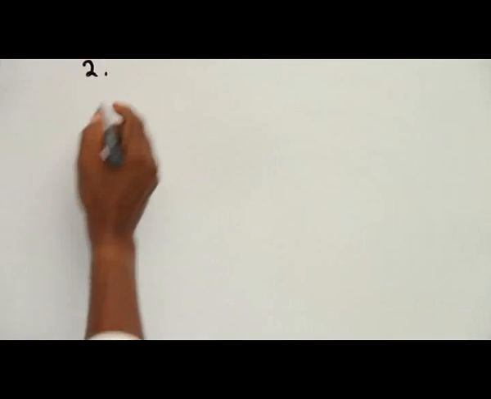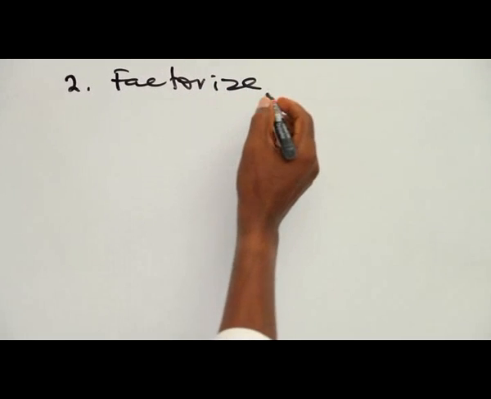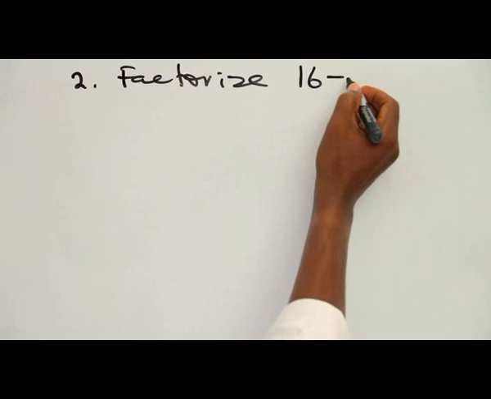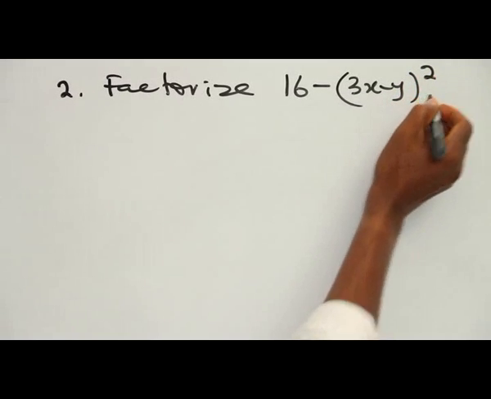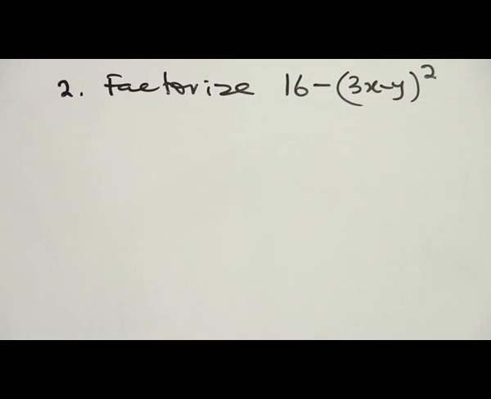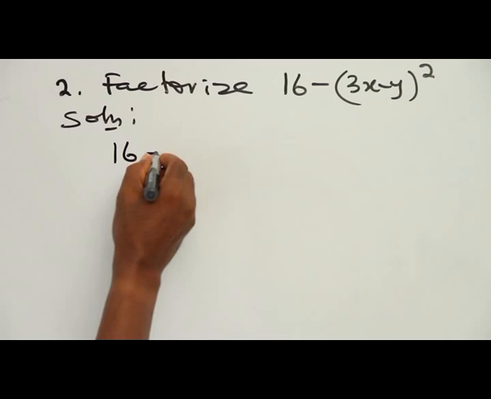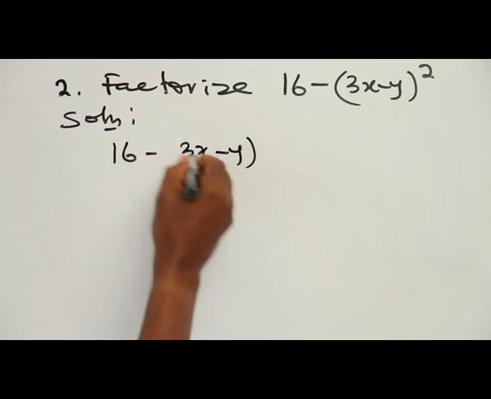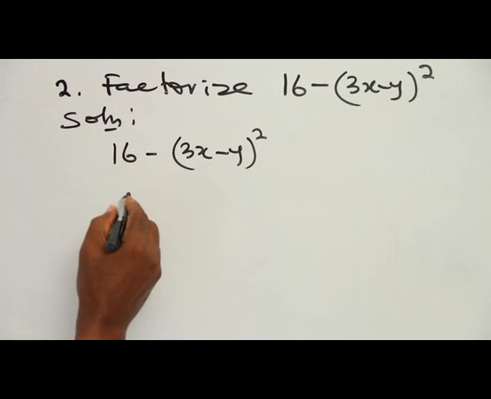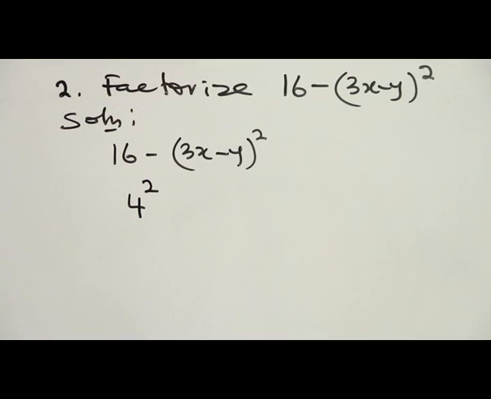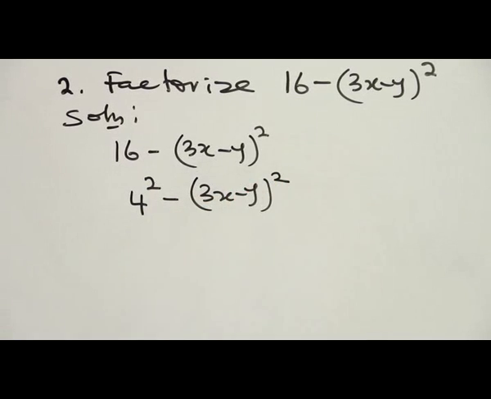Example 2. You are asked to factorize 16 minus 3s minus y all squared. You have to factorize this expression. Your solution: you have your 16 minus 3s minus y all squared. You have to write your 16 as a square, and that means 4 raised to power 2, so 4 squared, minus 3s minus y, now also squared.